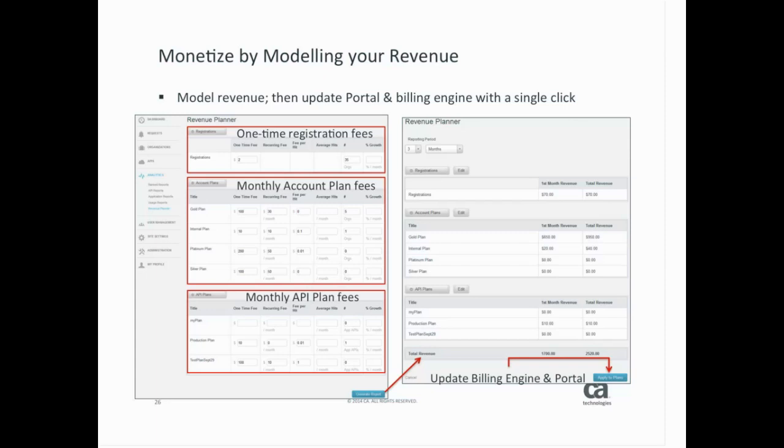Once you're happy with that kind of ROI model you've got in place, you can hit the Apply to Plans button, and that will actually update your billing engine. So there's no need to create any of these entities, no need to create any of those account plans or API plans. Those will all be conveyed directly down to the engine, and all of the fees associated with each of those plans will be communicated as well.